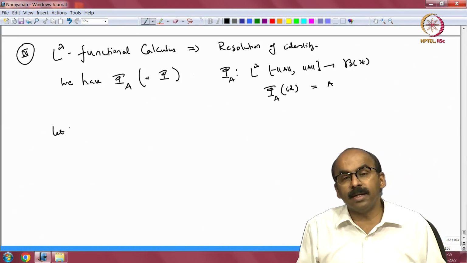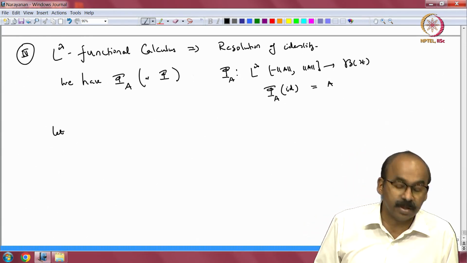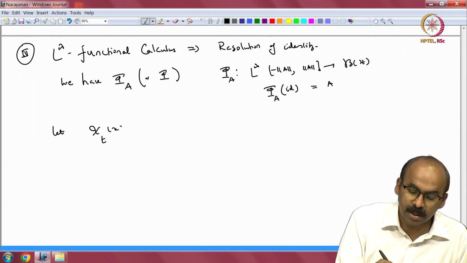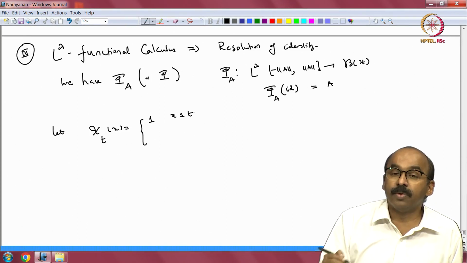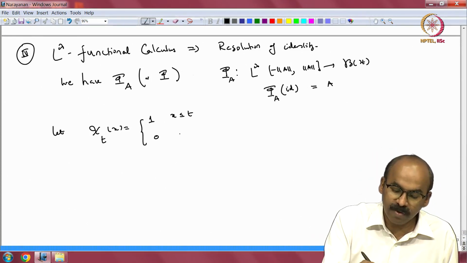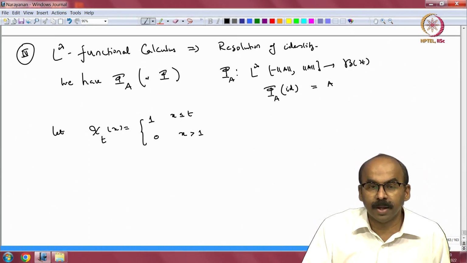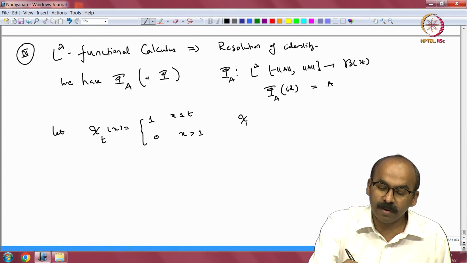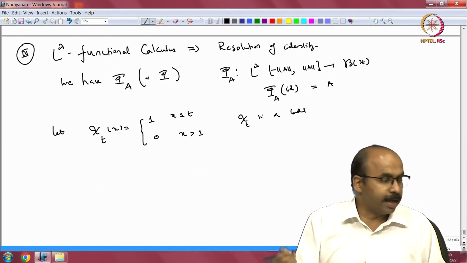Now, we want to define the resolution of identity using whatever exists, the L infinity functional calculus. So, let chi t of x be equal to 1 if x is less than or equal to t, and 0 if x is greater than t. This is the indicator function of minus infinity to t, and then we look at the corresponding operator. This is a bounded function, so chi t is an L infinity function. So, I can look at phi of chi t and I will get an operator.